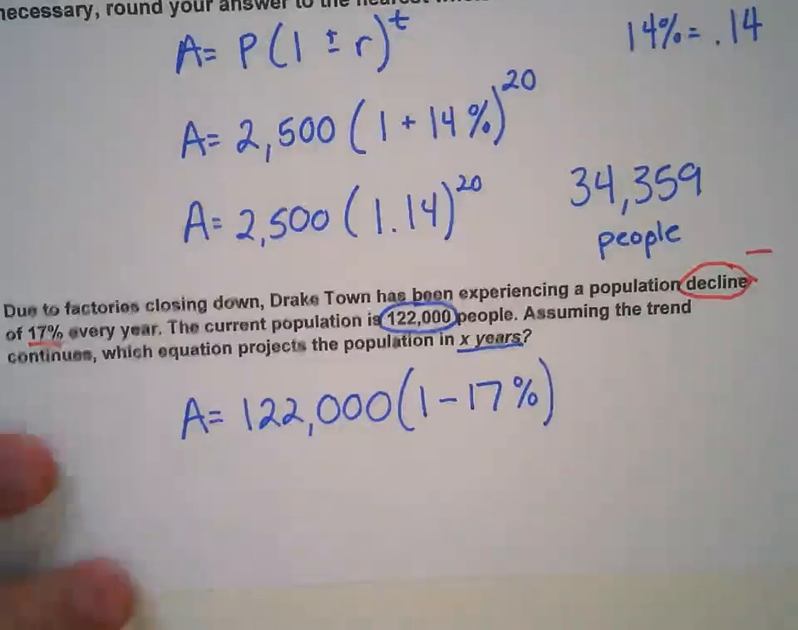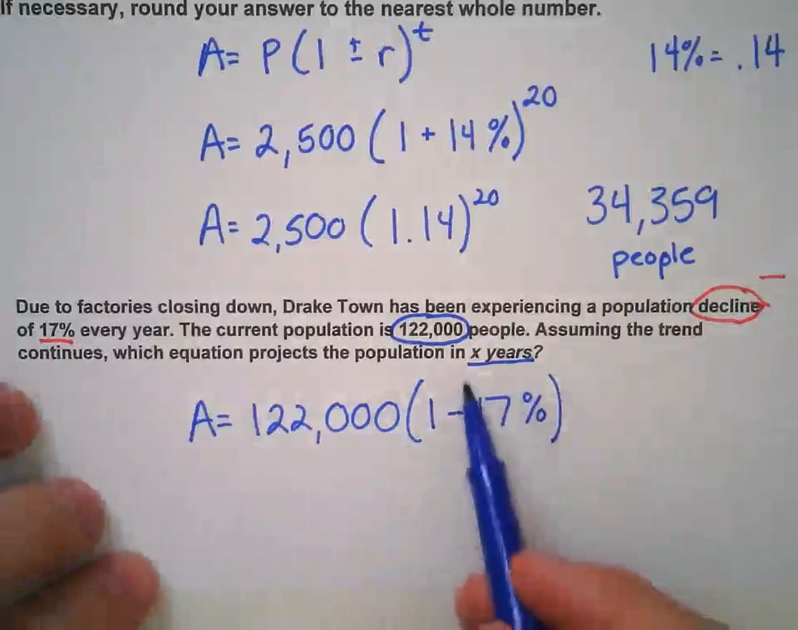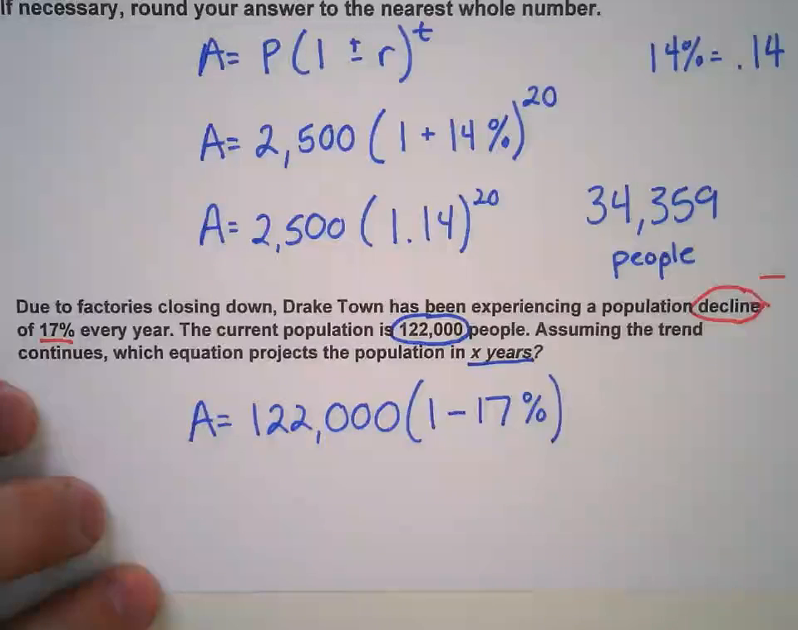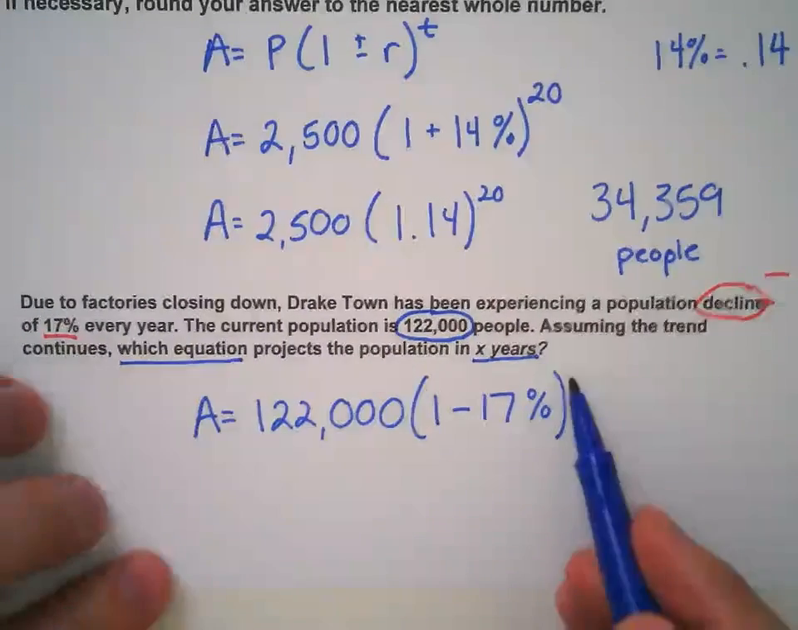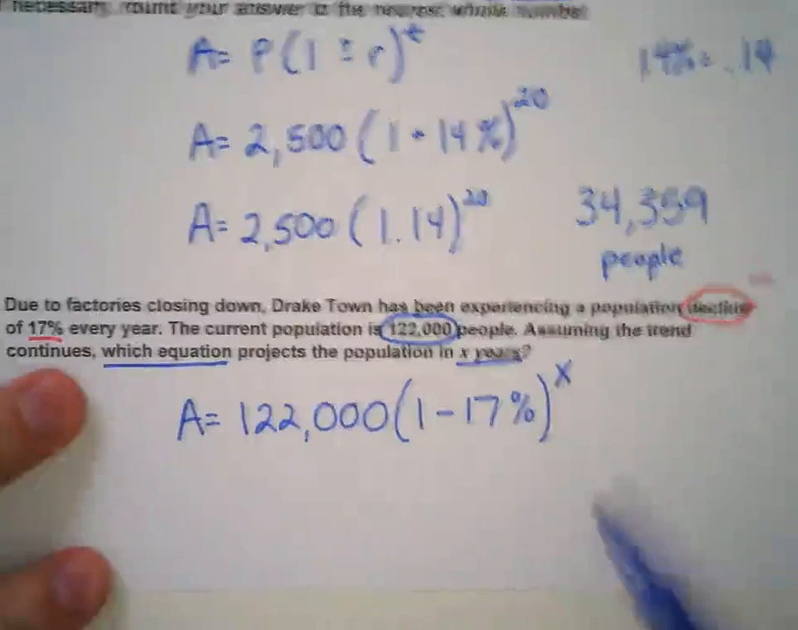And then how much time has gone by? Well, we don't know, but it tells us what to put for time. It says X years. When we're talking about time, how much time has gone by, they're talking about years, but we're trying to create an equation here. It says which equation projects the population. So for time, you're just going to put X, because they want to be able to put in something for X and then know exactly how many people are going to be left. You're not going to see it this way, but they're going to break this down: 1 minus 17%.